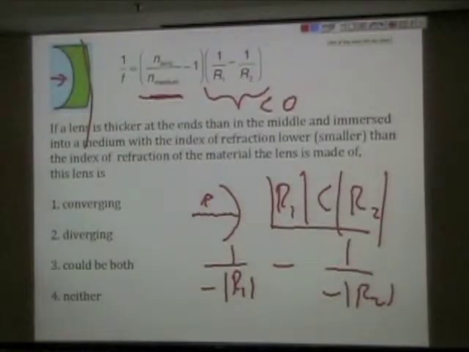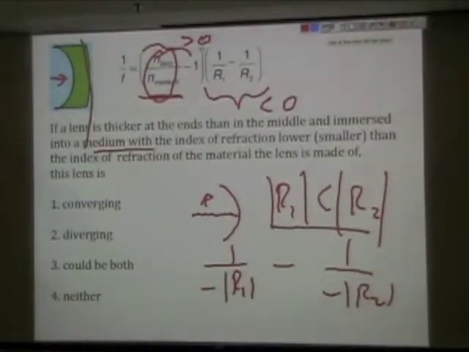Which index is lower? Medium has a lower index. So this ratio, again, is it greater than 1 or less than 1? Greater. This ratio is greater than 1. This difference is greater than 0.